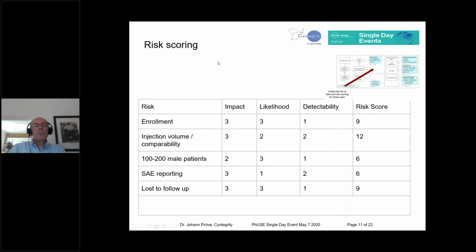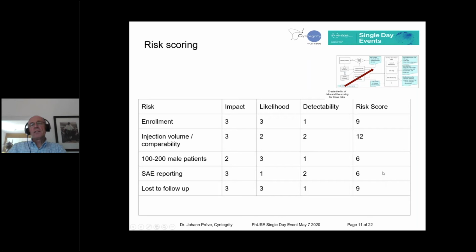So the next step would be to go to the risk scoring. If your risks are, for instance, here on the left-hand side, enrollment or injection volume or comparability, or one of the inclusion and exclusion criteria might be that the study requires 100 to 200 male patients, then the impact, the likelihood, and the detectability need to be determined. And whether you use a 3-step scale or a 5-step scale doesn't make too much of a difference. At least in the end, you create a sort of risk score.